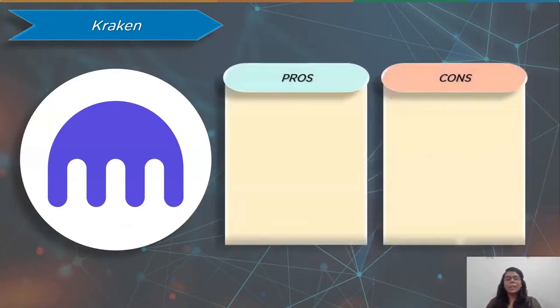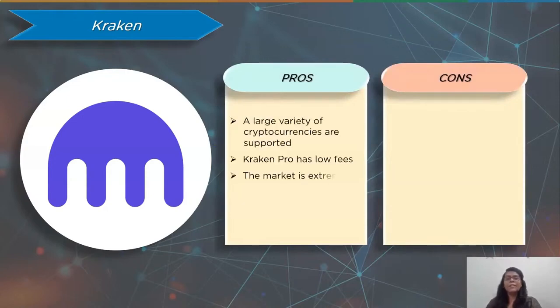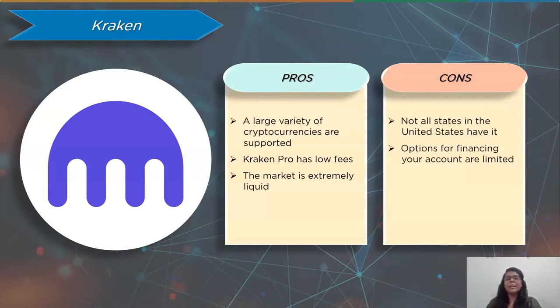Kraken supports a large range of cryptocurrency with minimum fees and also provides traders more market liquidity. Coming to the cons, not all states in the US can accept it, as options for financing your account are limited.